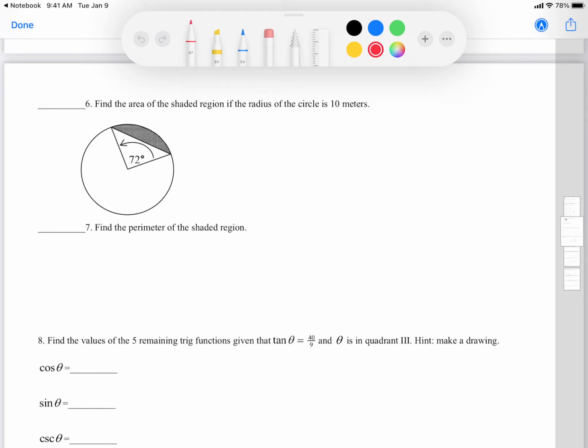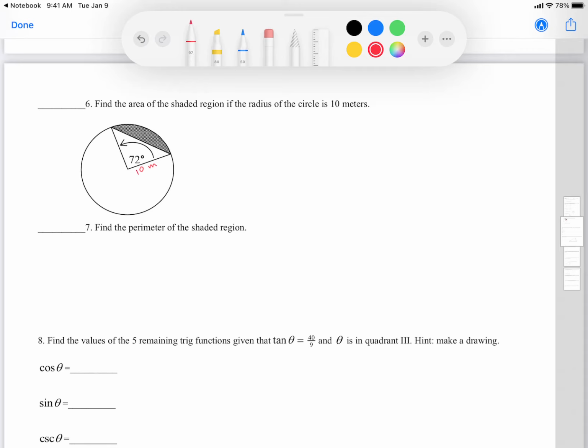All right, so in this video, I am going to go through number 6 on the pre-calculus chapter 6 review. We are asked to find the area of the shaded region, and they're telling us that the radius of this circle is 10 meters. So what we have to do is actually two parts here.